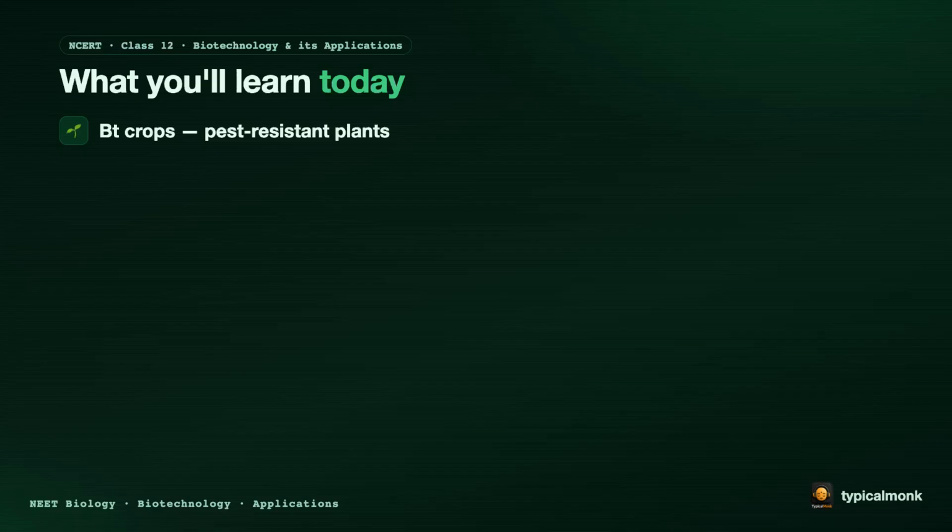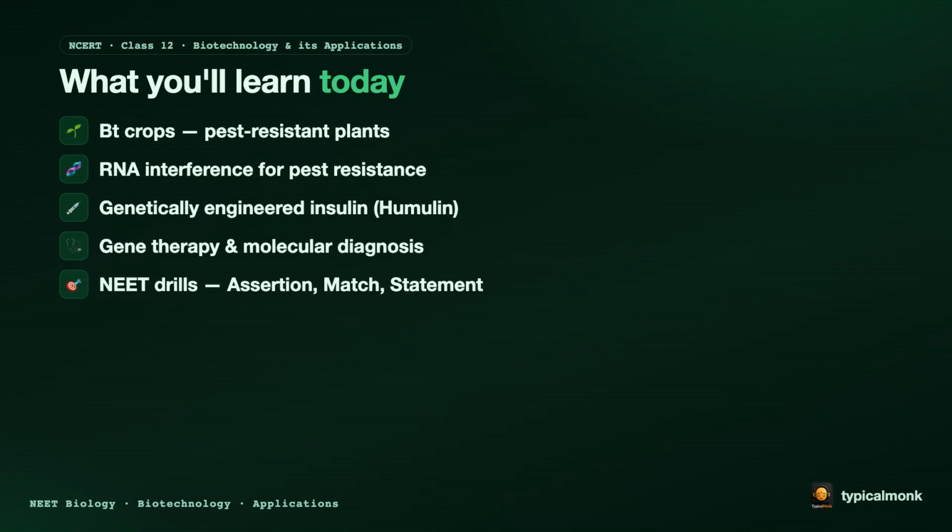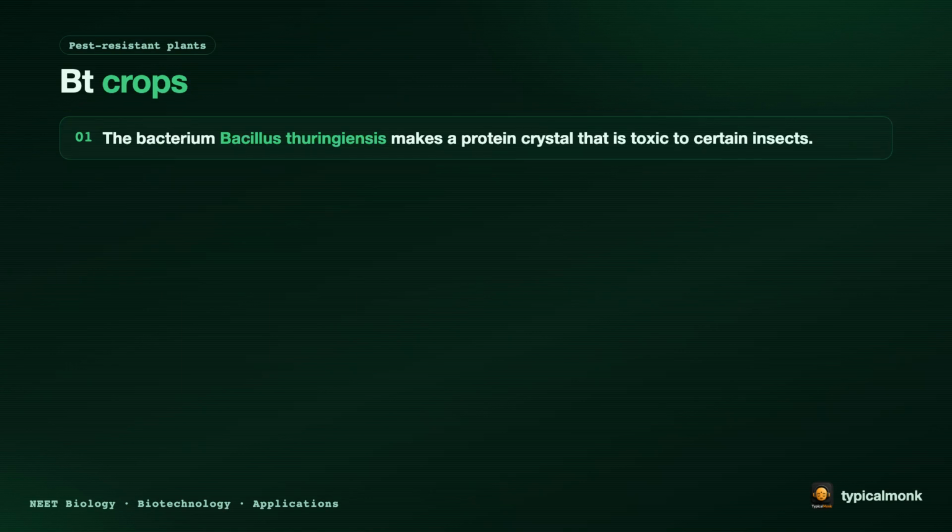Here is today's path. 5 stops. First, Bt crops, that is, pest-resistant plants. Second, RNA interference for pest resistance. Third, genetically engineered insulin called Humulin. Fourth, gene therapy and molecular diagnosis. And fifth, NEET drills, that is, assertion, match, and statement. Let's start in the field with Bt crops.